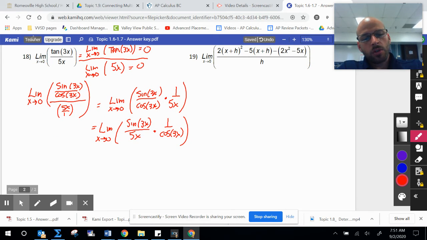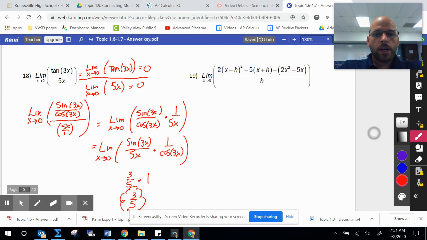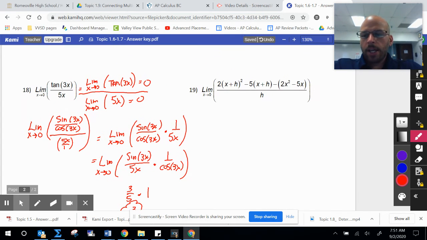I can do a direct substitution. So we know using that trig formula that we had, as long as x is going to 0, this ratio will go to 3/5 because it's a linear over linear, times, if I plug 0 in, cosine of 0 is 1, so it's 1, so my answer will be 3/5. All right. And last but not least, number 19, we'll go through this.